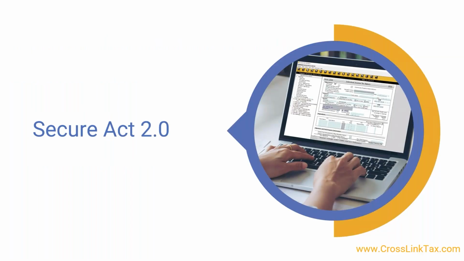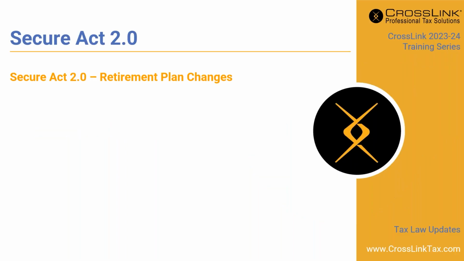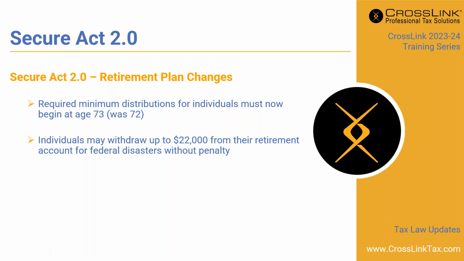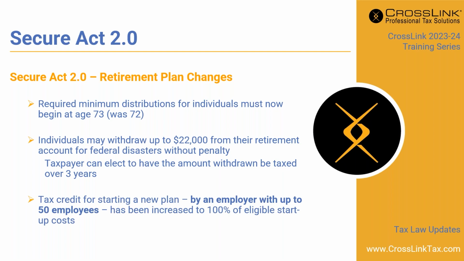Next up, we want to talk about the Secure Act 2.0. Now, what's this about? It has to do with retirement plan changes. More specifically, required minimum distributions for individuals must now begin at age 73 instead of 72. Also, individuals may withdraw up to $22,000 from the retirement account for federal disasters and do so without penalty. As part of that, the taxpayer can elect to have the amount withdrawn be taxed over 3 years. And the tax credit for starting a new plan by an employer with up to 50 employees has been increased to 100% of eligible startup costs.